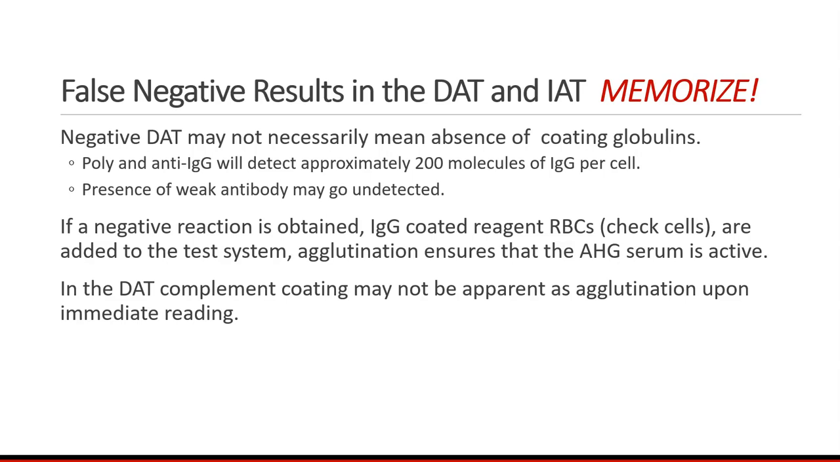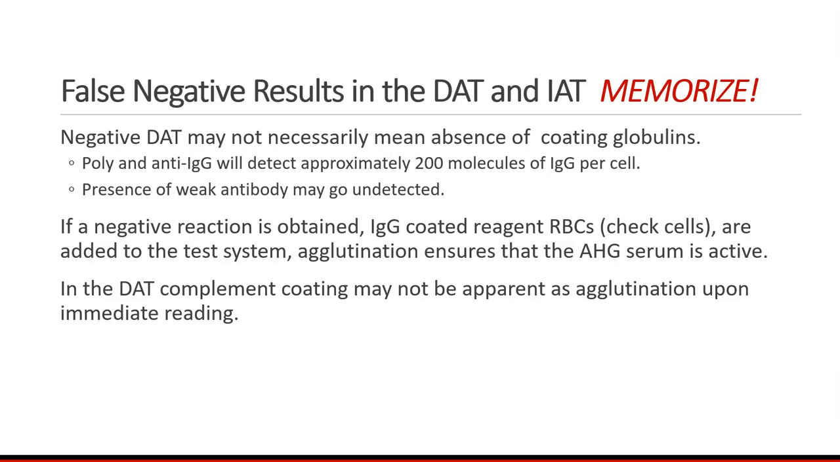So let's say for every negative tube that you have, if it's 1+ or negative, you must add a drop of check cells. This will confirm that the AHG serum is active because when you add the check cells, you mix it very well, you centrifuge it, you must have agglutination. If you do not, you must start over.